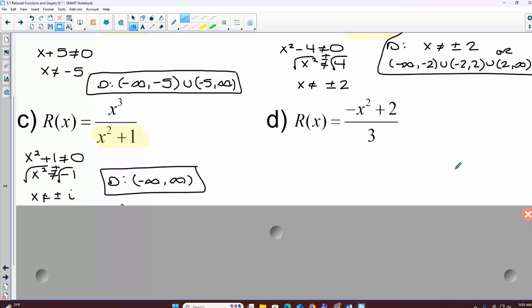D. My denominator is 3. So 3 cannot equal 0. Can 3 equal 0? No, so what's my domain?